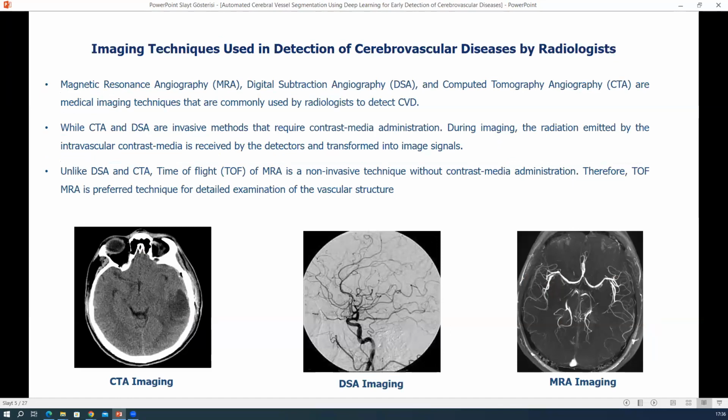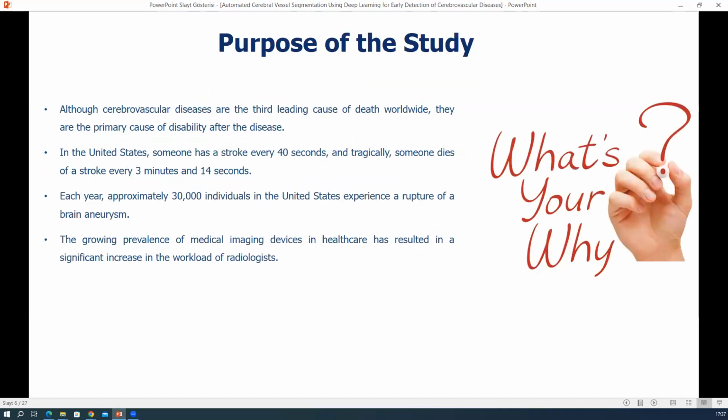MRI, magnetic resonance angiography, digital subtraction angiography, and computed tomography angiography are medical imaging techniques that are commonly used by radiologists to detect CVD, while CTA and DSA are invasive methods that require contrast media administration. During imaging, the radiation emitted by the intravascular contrast media is received by the detectors and transformed into image signals. Unlike DSA and CTA, time of flight MRI is a non-invasive technique without contrast media administration. Therefore, time of flight MRI is the preferred technique for detailed examination of the vascular structure.